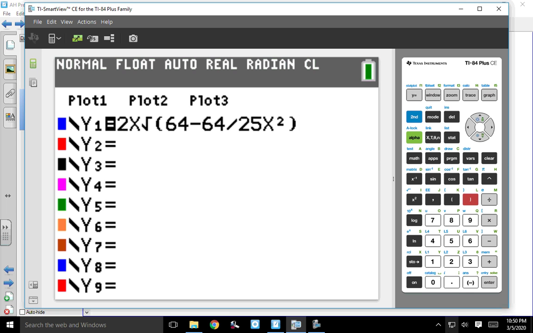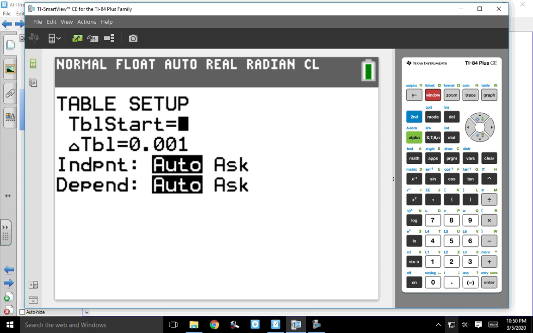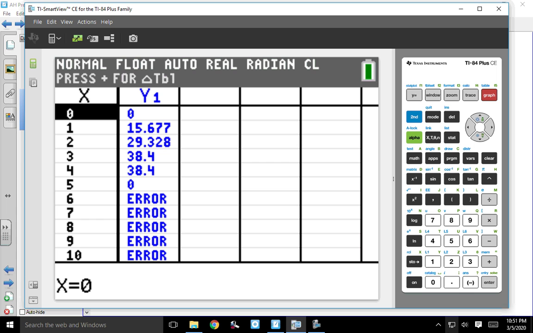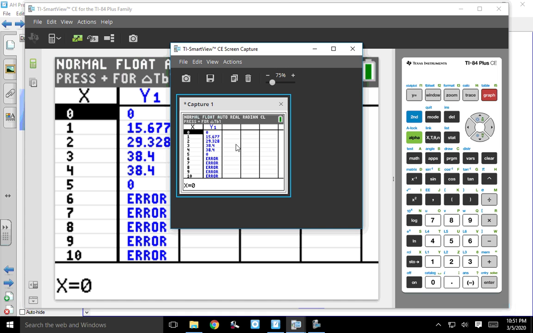All right, they said make a table of values, so we'll go ahead and make a table of values. If you go to your table setup, we'll start our table out at 0. They said to go with increments of 1, and we can go to second table, and there we go. Okay, and we get the values of 0, and then 15.6, 29.3, 38.4, 38.4. Probably somewhere in there is where we hit our highest point. That's what it was asking us for. And then it's back to 0 again at 5. In fact, let me just grab a picture of that and we'll put that in our slide.